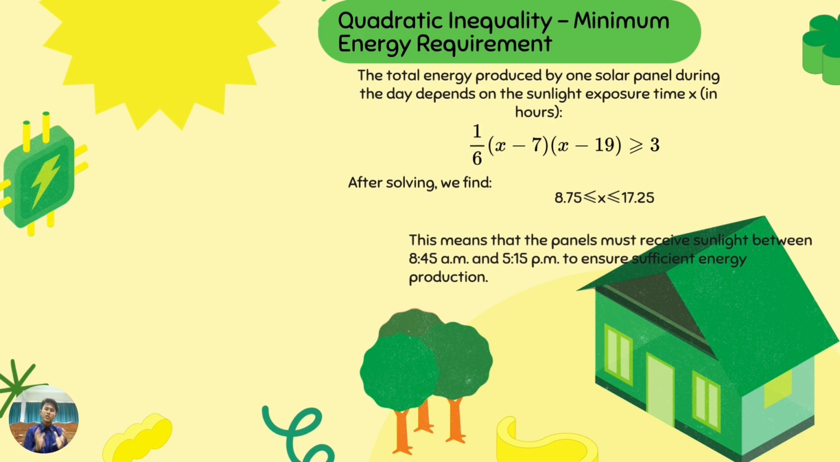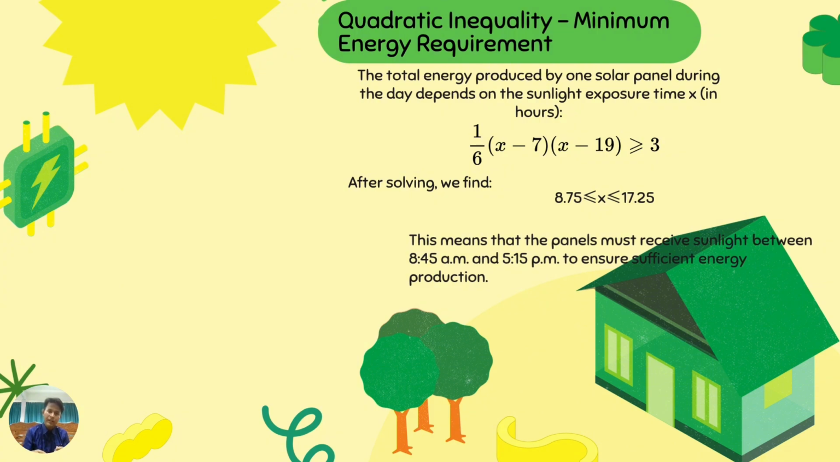Okay, we continue with quadratic inequality, which is about minimum energy requirement, same as before. In this section we calculate the total energy produced by one solar panel, which depends on the sunlight exposure time, X, in hours: negative 1 over 6 X squared minus 7 X minus 19, not less than 3.